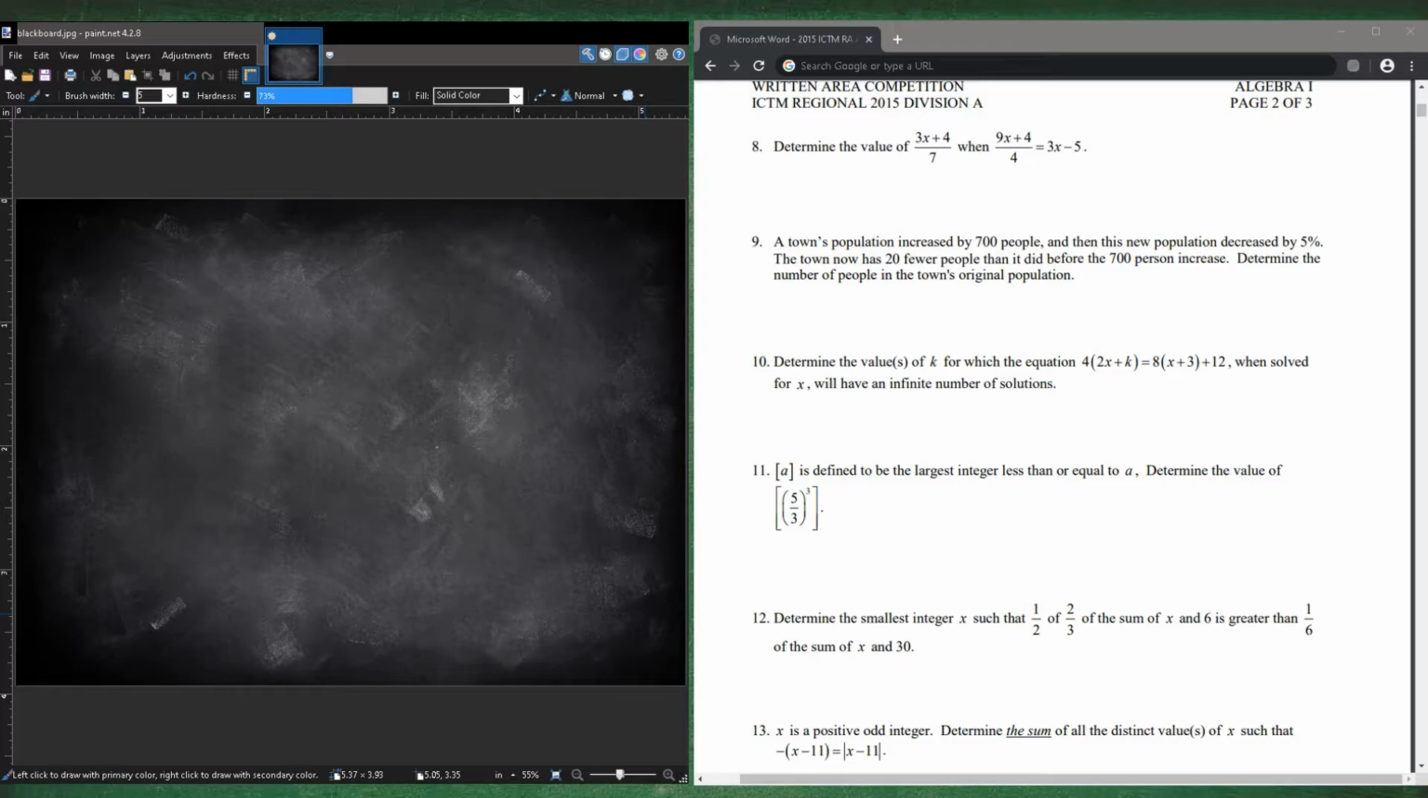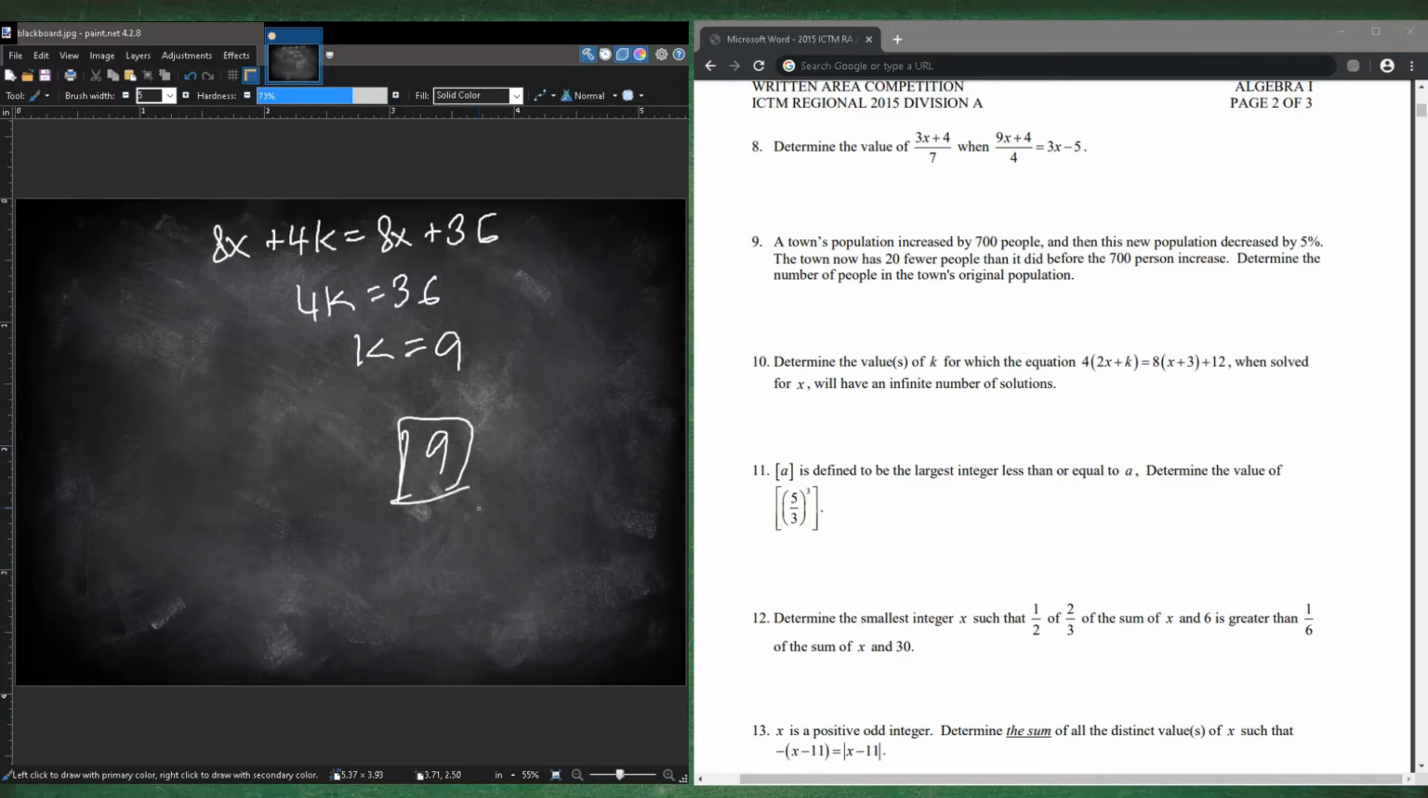Number 10. Determine the value of k for which the equation 4(2x plus k) equals 8(x plus 3) plus 12, when solved for x, will have infinitely many solutions. When it has infinite solutions, that means the right side must equal the left side. So let's distribute that out. 4 times 2x is 8x. 4 times k is 4k. That's equal to 8 times x is 8x, 8 times 3 is 24, plus that 12 is 36. They both have 8x, so now 4k has to equal 36. That means k has to equal 9. So our answer for number 10 is 9.